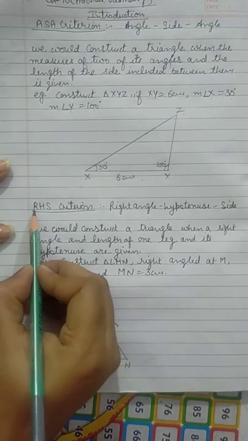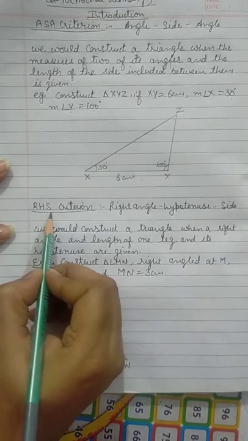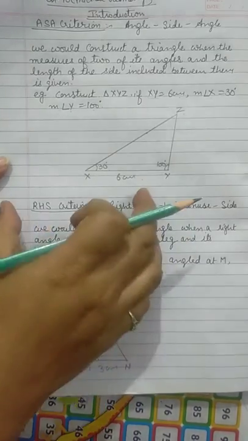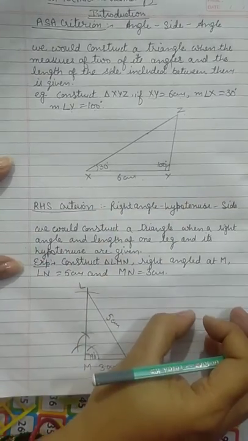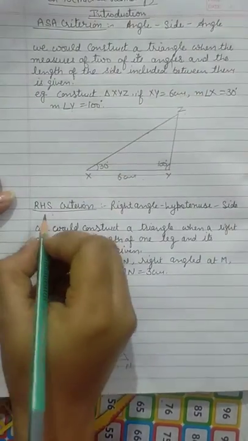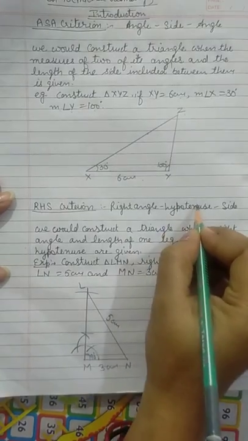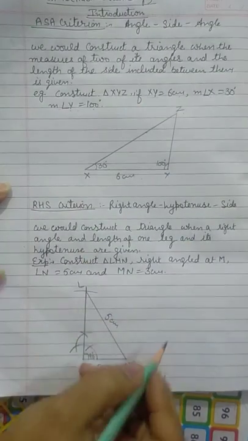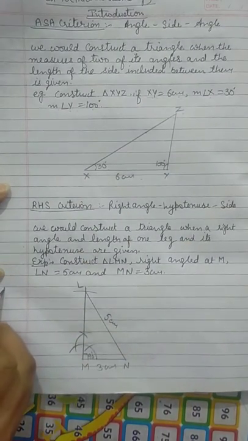Then the next criteria is RHS. RHS means right angle, hypotenuse and side is given to you. Then how will you construct your triangle? First of all I will tell you what a hypotenuse is. So just remember one thing, let's suppose this is a right angle triangle.